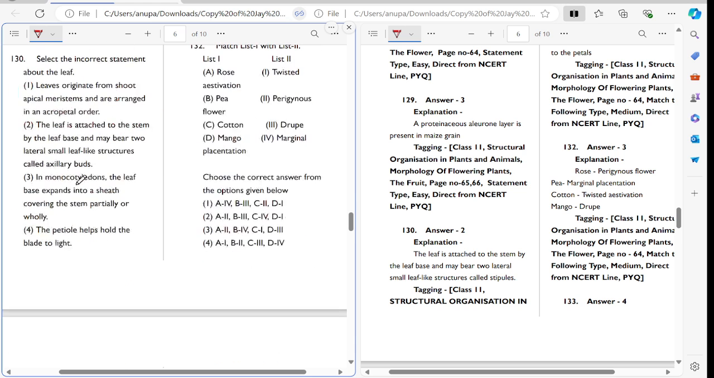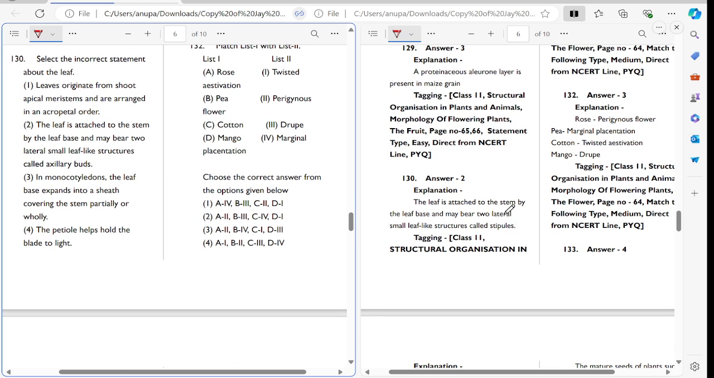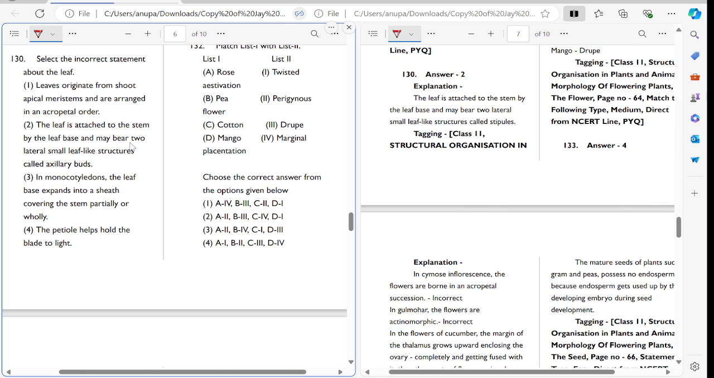Now let's move to the next question, that is question number 130. Question number 130 states: select the incorrect statement about leaf. Here a few statements are given and we have to select the incorrect statement. Let's read the statements. The first statement states that leaves originate from the shoot apical meristem and are arranged in acropetal succession. So this is the correct statement. Leaves originate from the shoot and are arranged in acropetal succession, meaning older leaves are at the base and younger leaves are at the apex or tip.